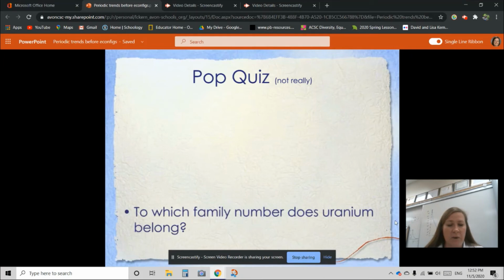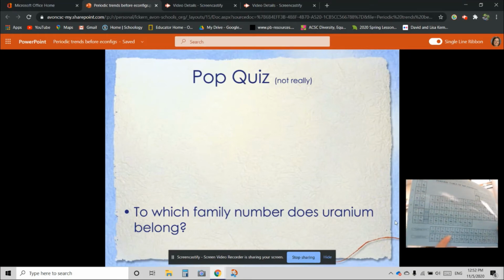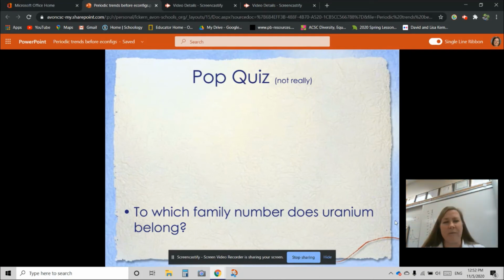And uranium, we're trying to put the family number on uranium here, but uranium is down here. And if you recall, we said that means it belongs in row 7, but it belongs in here, which puts it between group number 2 and group number 3. Well, that was a trick question. I wouldn't ask you that on a test.